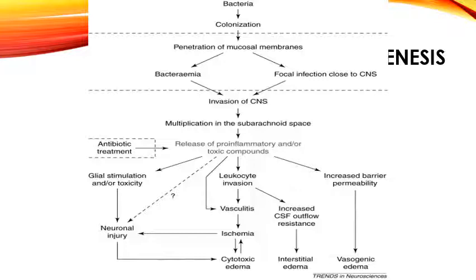And the other thing which can happen is a focal infection close to CNS. Okay? It can involve places like nasopharynx, your ear, otitis media can occur, mastoiditis can occur. So these are the places from where it can directly invade the CNS. The common form of dissemination of bacteria to CNS is hematogenous route. And through hematogenous route, if bacteria has gained access into your CNS, then it will go and multiply in your subarachnoid space.